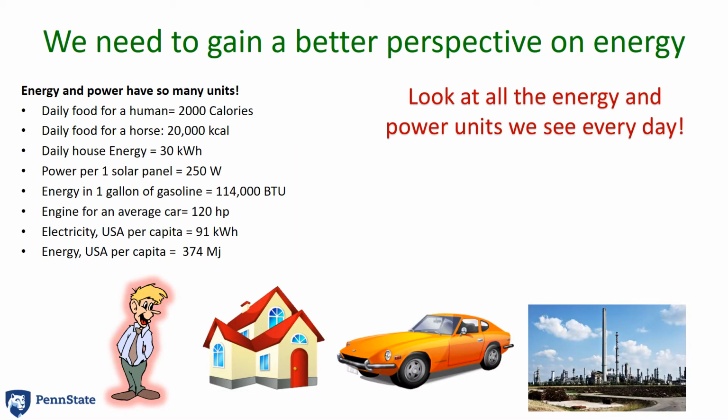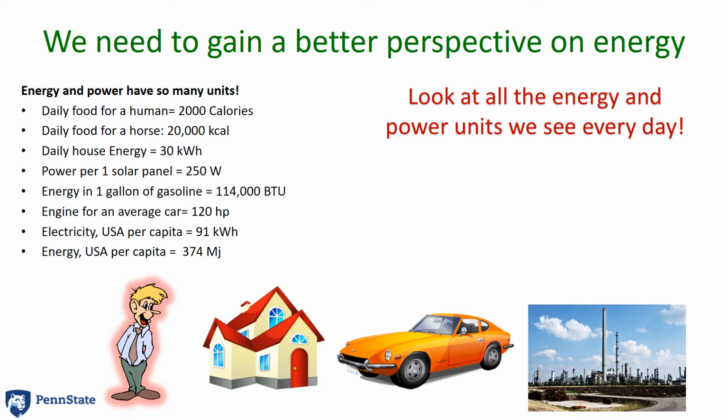Now, if you look at all the things that we encounter in our lives in terms of energy units, so many of them have different units. For example, 2,000 calories with a capital C is really 2,000 kilocalories. Daily food for a horse is 20,000 kilocalories. The energy in a gallon of gasoline, 114,000 BTUs or British thermal units. Or maybe you look at the engine in your car and it's 120 horsepower.